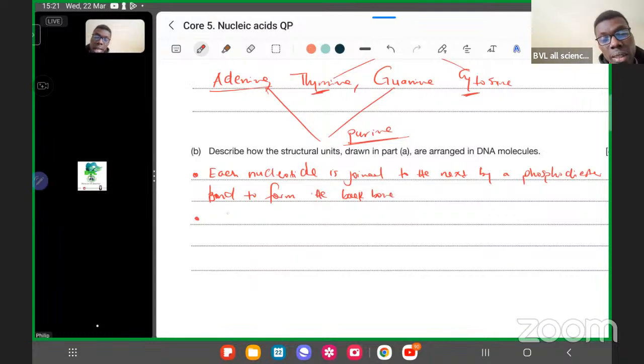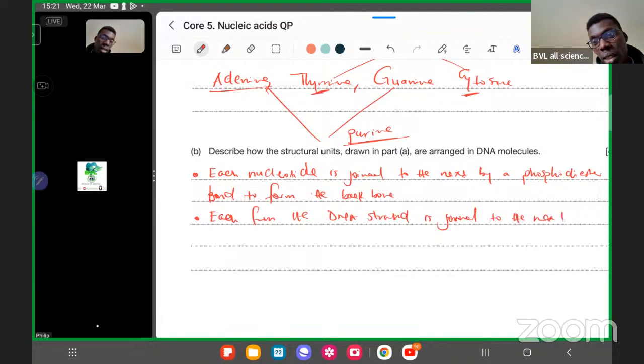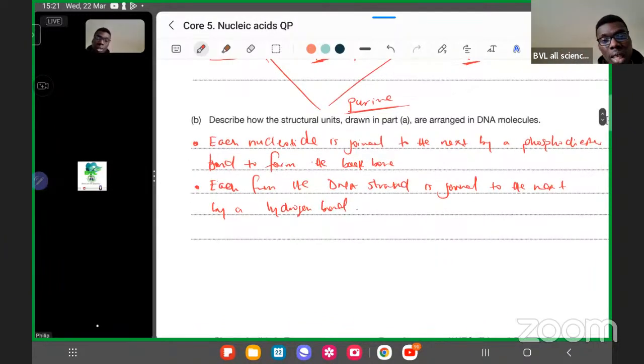Then you can also say that each base from the DNA strand is joined to the next by a hydrogen bond.